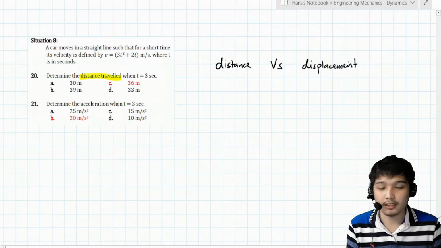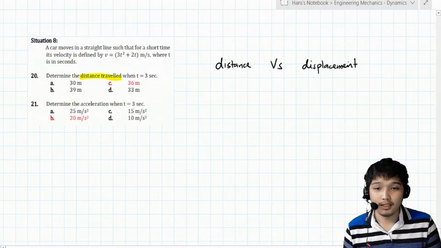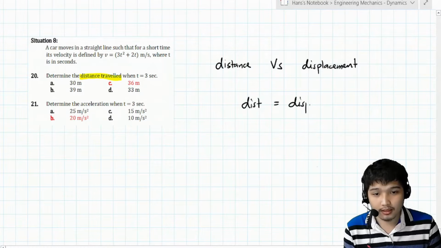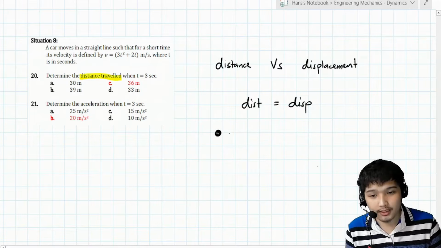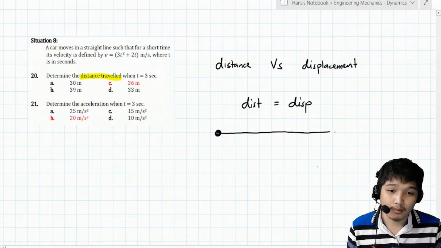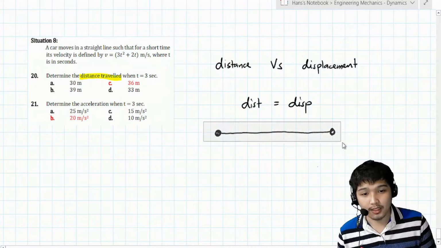Okay, so I think na-discuss ko to sa unang-unang video natin dito sa dynamics. So di ba sabi natin, distance is equal to displacement if the particle, let's say for example, ito yung particle, is moving in one direction alone. So kapag isang direction lang yung movement niya, kahit erratic pa yan, basta isang direction lang. Okay, so yan ba, ito yung endpoint niya. So yan, distance is equal to displacement.